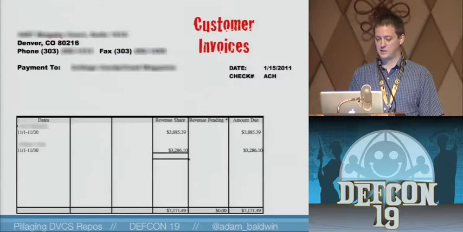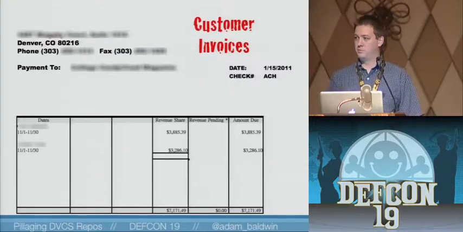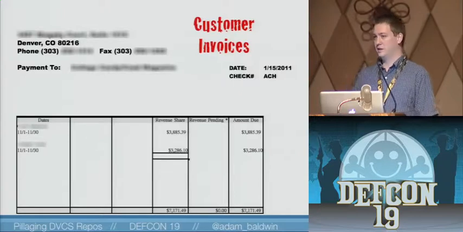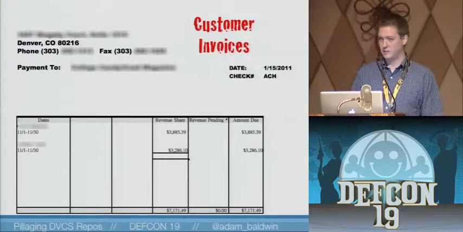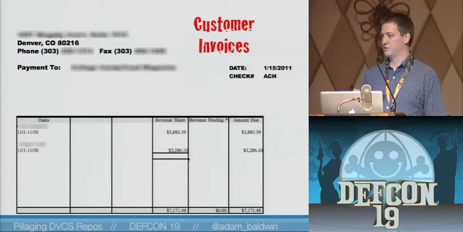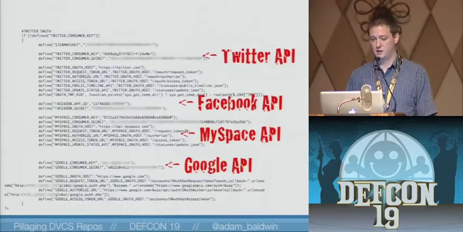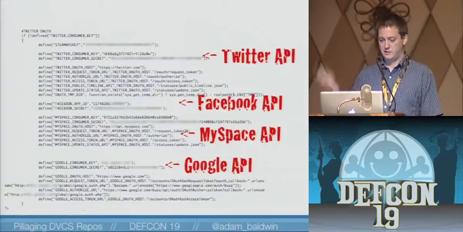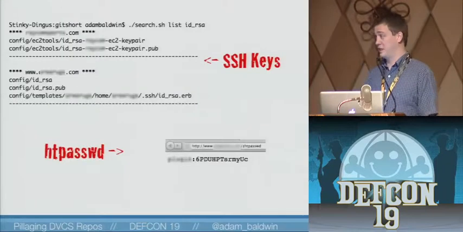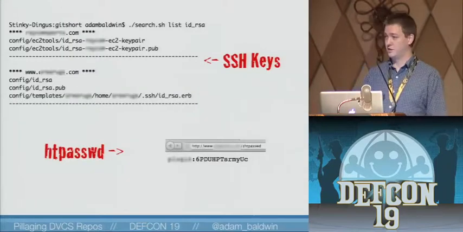How about customer invoices? This particular site had, I'm pretty sure, every customer invoice that was ever generated hanging out in their repository. They weren't predictable file names in the web root. You wouldn't have been able to easily brute force them with something like dirbuster or anything like that, but you could extract them from the repository. How about some API keys? Apparently they still use MySpace, Google API, Facebook, SSH key for their EC2 instance. Those aren't useful at all, are they?